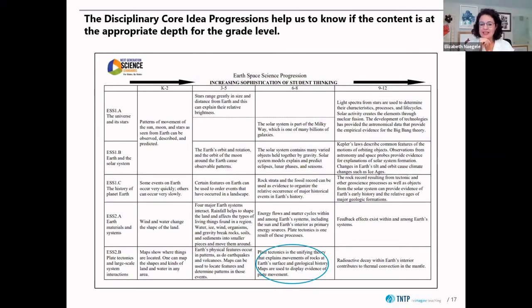But we can use this appendix E from the framework for K-12 education to help us understand what the disciplinary core idea looks like for 6th through 8th grade. It is aligned to ESS2B, which is about plate tectonics, and I'm using plate tectonics as the unifying theory that explains the movement of rocks at the grade level. So today, we don't hear her using plate tectonic theory language. It's the first day. But we can see that there's a connection between what she's doing and what she's preparing them to tackle in future lessons.